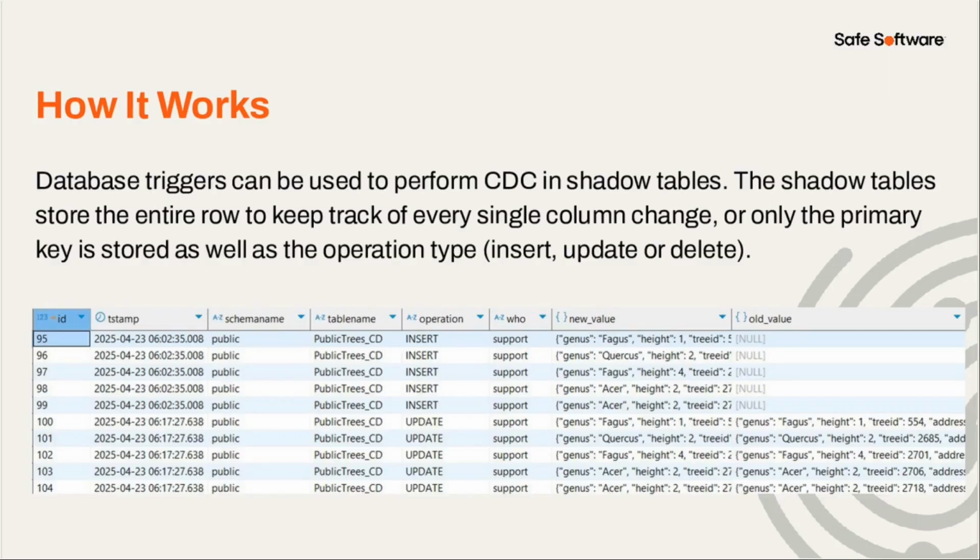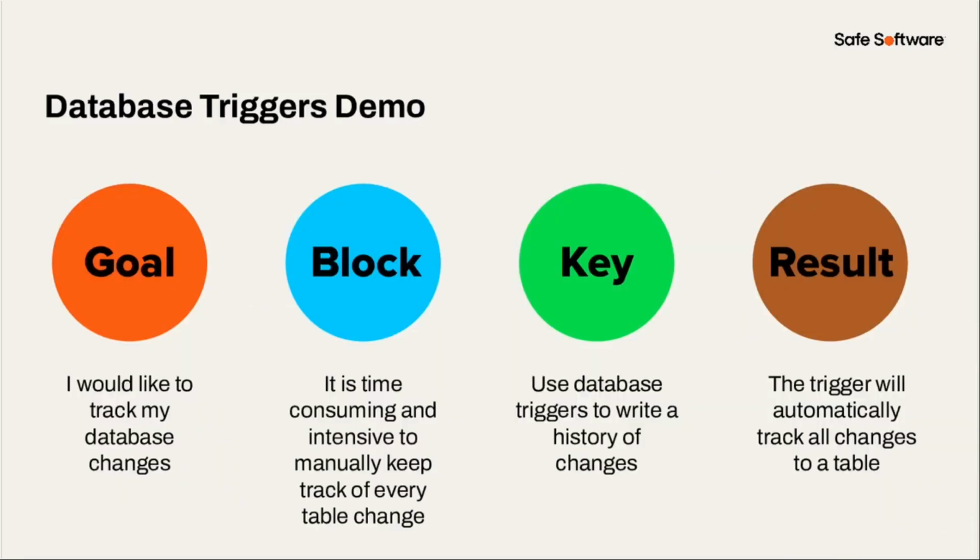I'll show how to set it up in the demo. Before that, I'm just going to talk about the goal, block, key, result, just like before. The goal here is to track your database changes, but the issue is that it's time consuming and intensive to manually keep track of every table change in a new table. The key is to use database triggers to write a history of changes in our shadow table. And the result is that the trigger will automatically track and populate the changes to the shadow table.